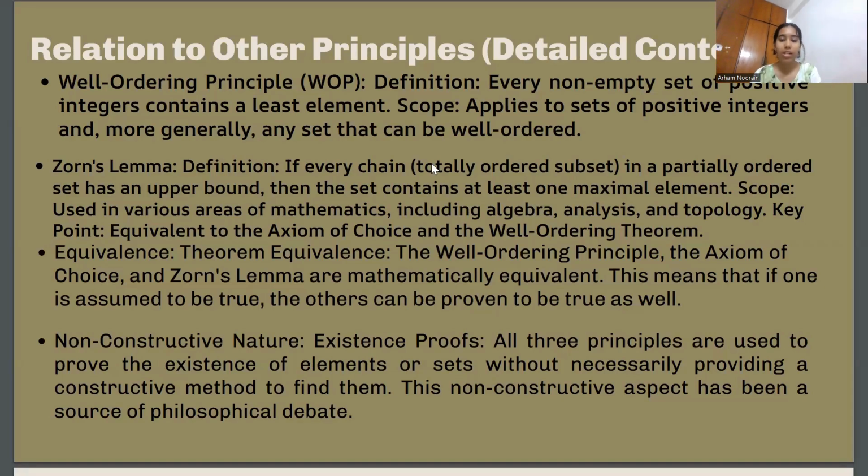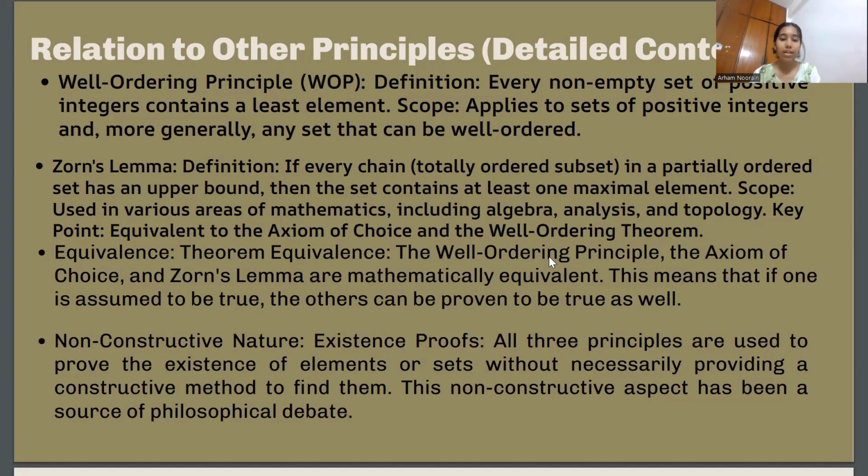The well-ordering principle: every non-empty set of positive integers contains a least element. It applies to the set of positive integers and, more generally, any set that can be well ordered. Zorn's lemma: the definition says that if every chain, that is every totally ordered subset, in a partially ordered set has an upper bound, then the set contains at least one maximal element. It is used in various areas of mathematics, including algebra, analysis, and topology. The key point here is that it is equivalent to the axiom of choice and to the well-ordering theorem.